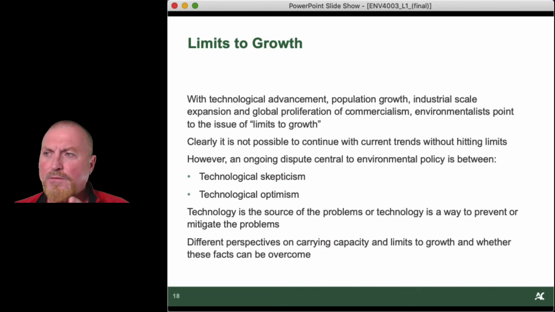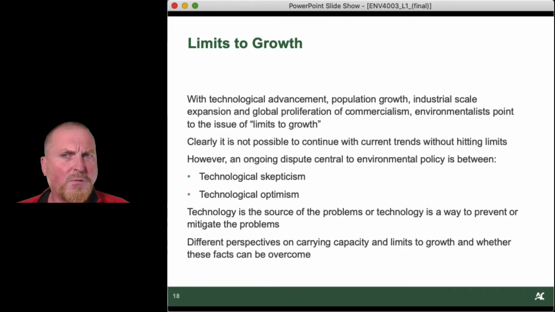And you can see it in the press whenever people talk about environmental issues, right? Climate change: oh my God, we'll never do it, right? Or, yes, it can be done. So you'll see that dynamic going on when we discuss environmental policy as well. So for hardcore limits-to-growth advocates, technology is the source of the problems, while for others technology is a way to prevent or mitigate problems. That is the split that we have in a lot of the debates that occur on the ecological and environmental economics side of things.